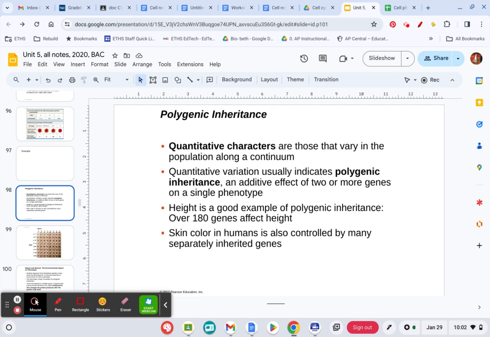6'1". There's over 180 genes that affect height. And a lot of them are just, if you have this gene, it adds to your height. If you don't have this gene, it detracts from the height. Now, this is a simplified version, but the same goes for skin color. Skin color is also controlled by multiple genes.